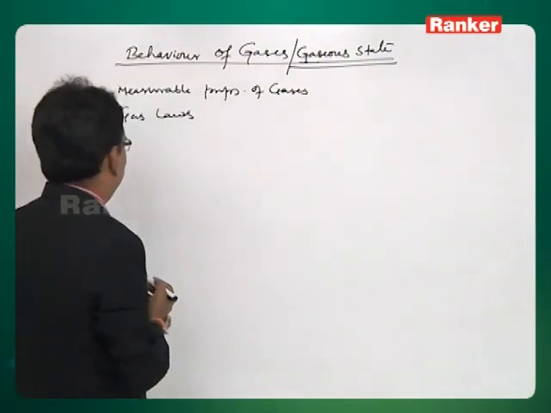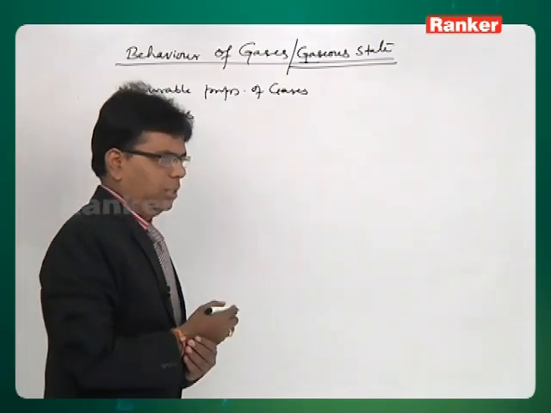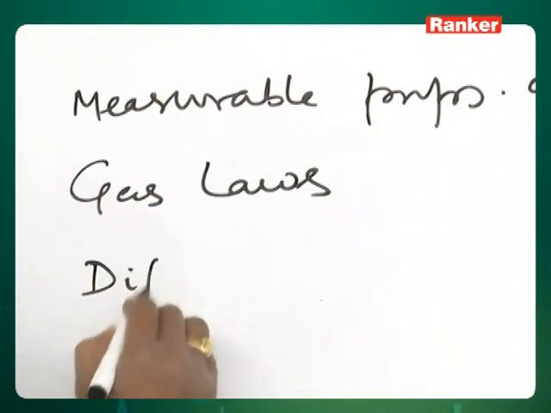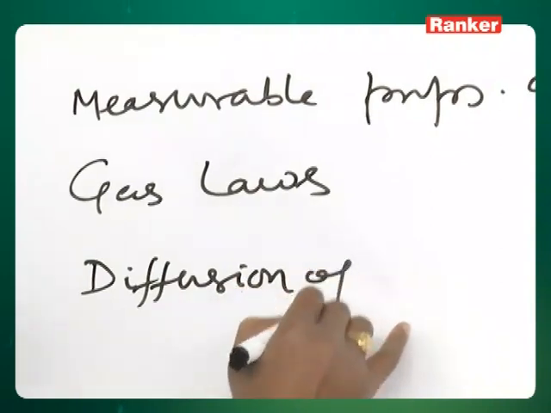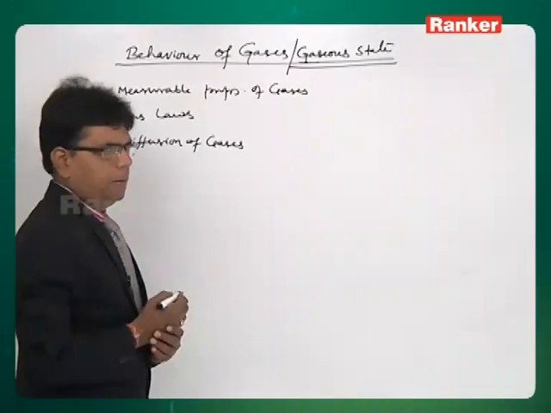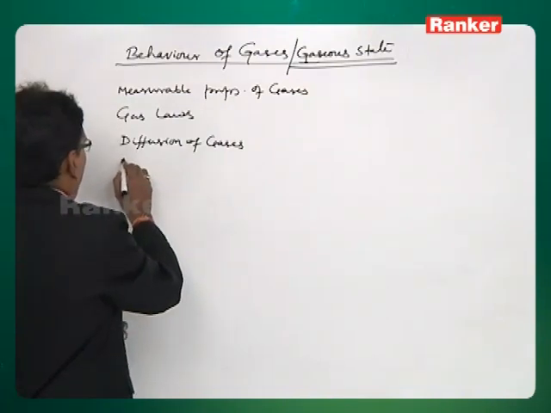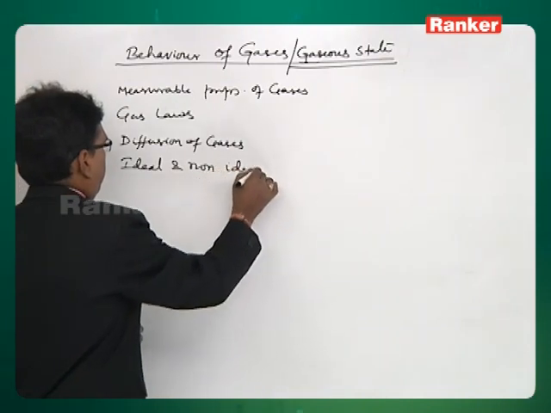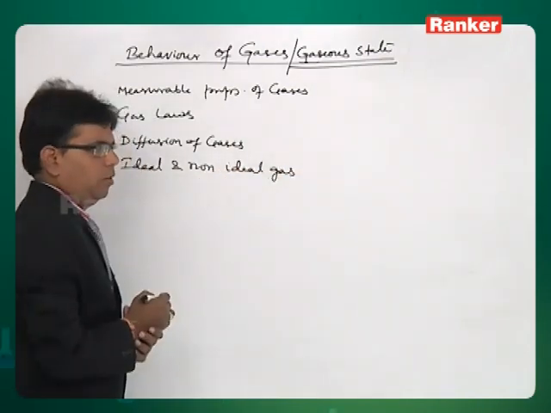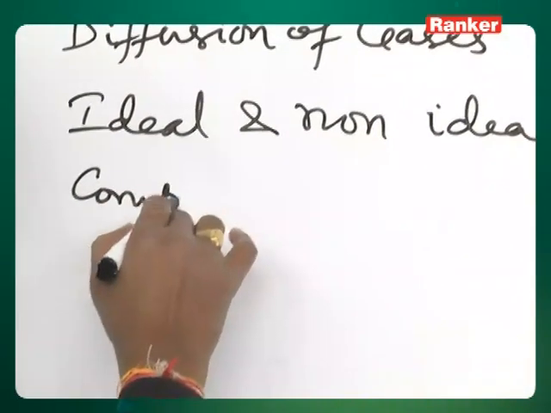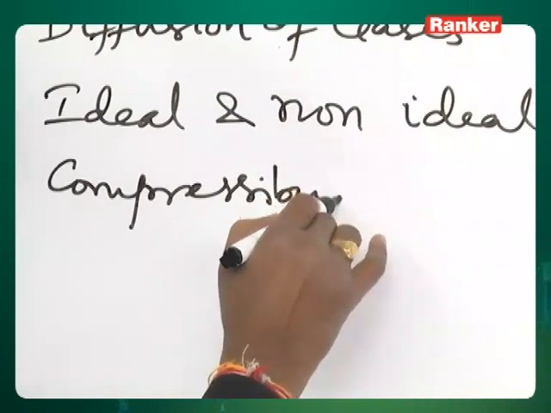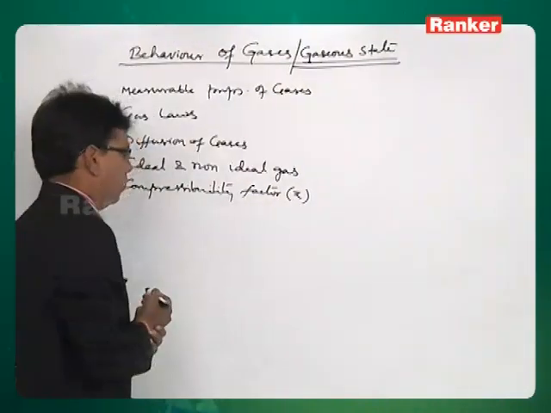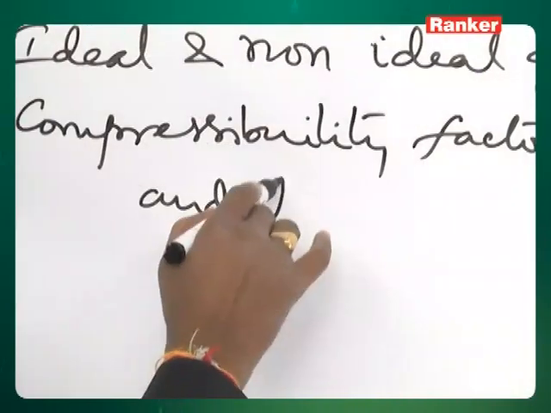Then after these gas laws, regarding the behavior, diffusion of gases is something very important, diffusion of gases. Then we go for ideal and non-ideal gases, compressibility factor, and liquefaction of gases.